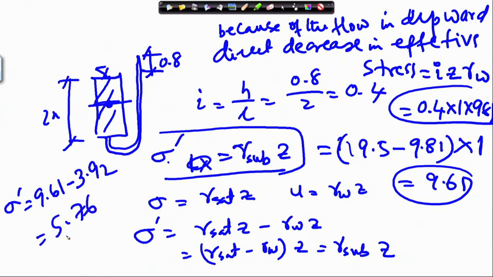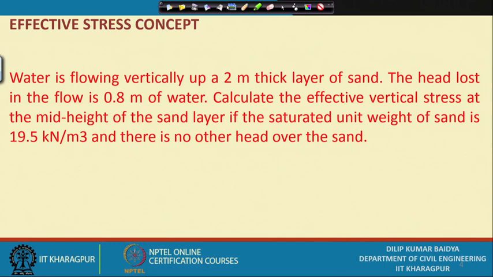So, this is another application, that means when flow is taking place, what will be the effective stress? As we have mentioned, i Z gamma W will be reduced. So, that we have subtracted from there. So, this is another application what we have just covered. And next we will go to the last problem.